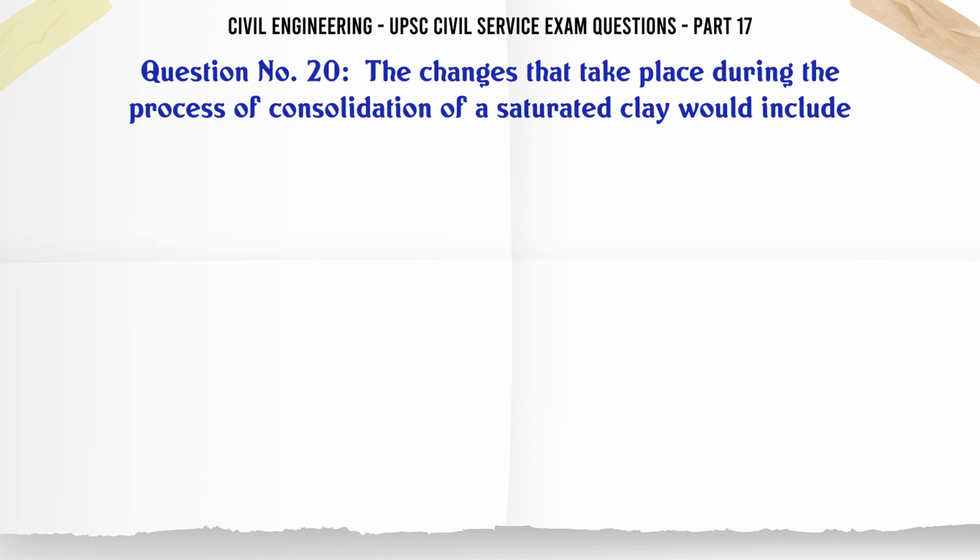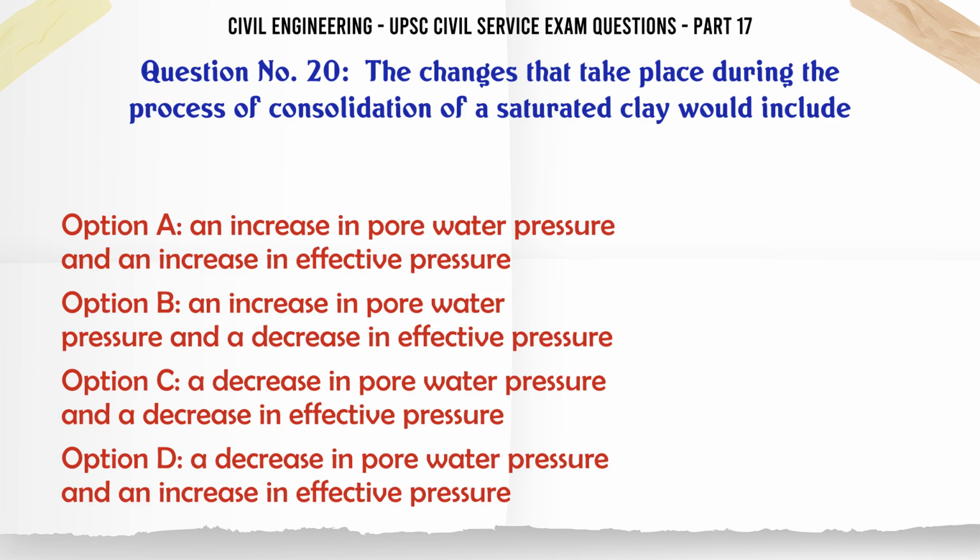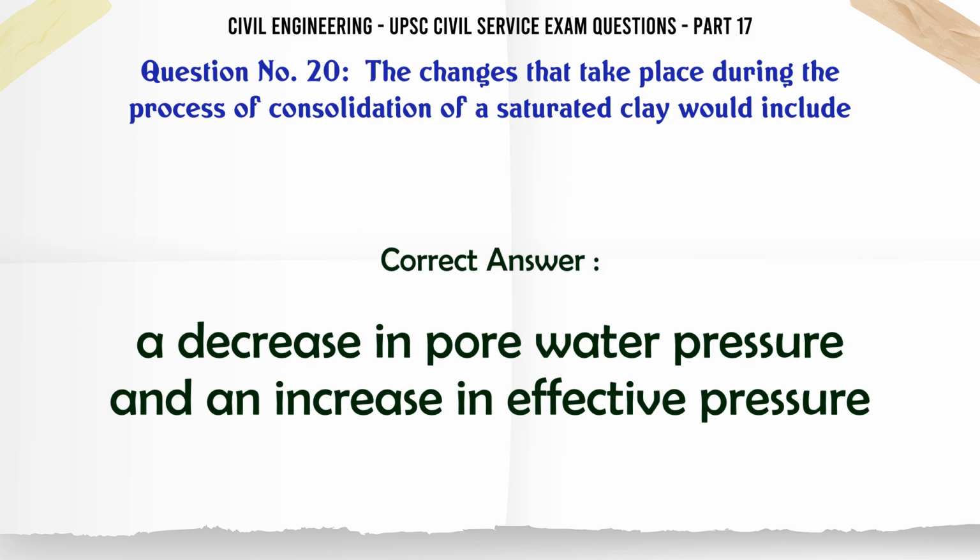The changes that take place during the process of consolidation of a saturated clay would include A. An increase in pore water pressure and an increase in effective pressure. B. An increase in pore water pressure and a decrease in effective pressure. C. A decrease in pore water pressure and a decrease in effective pressure. D. A decrease in pore water pressure and an increase in effective pressure. The correct answer is a decrease in pore water pressure and an increase in effective pressure.